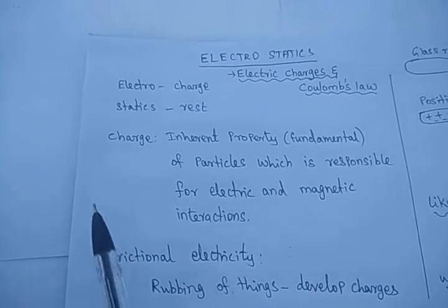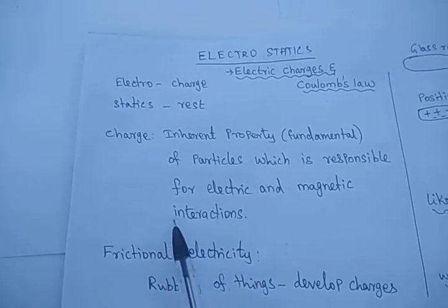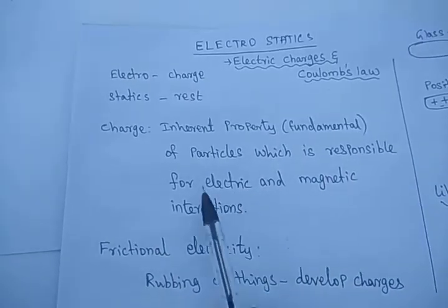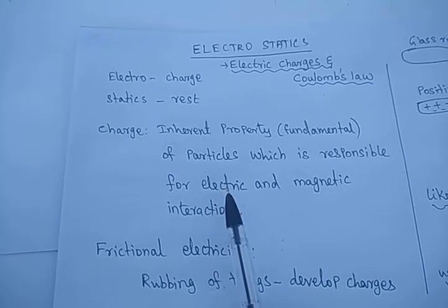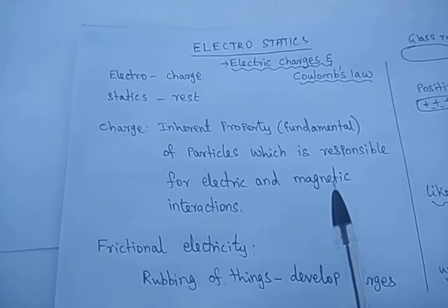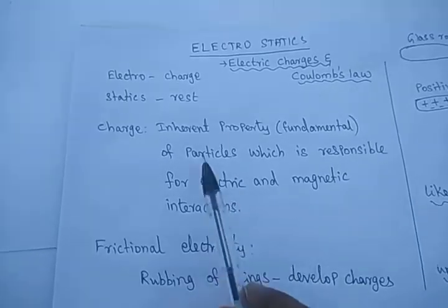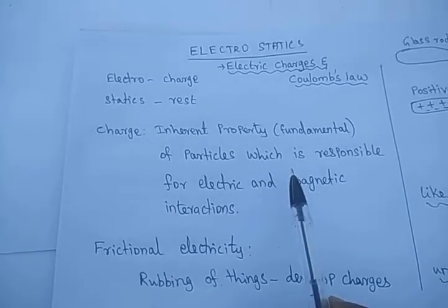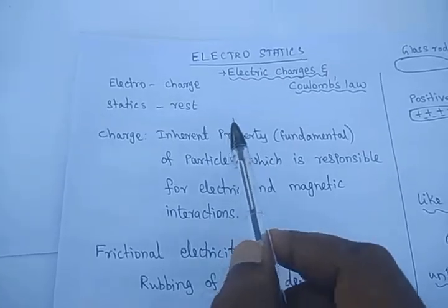Define electric charge. So what is charge? The charge is an inherent fundamental property of the particles which is responsible for the electric and magnetic interaction. Electric interaction means the attraction or repulsion of the like and unlike charges, and also the north pole and south pole of the magnet will attract each other. So these attractions or repulsions are because of the natural fundamental property of the material.